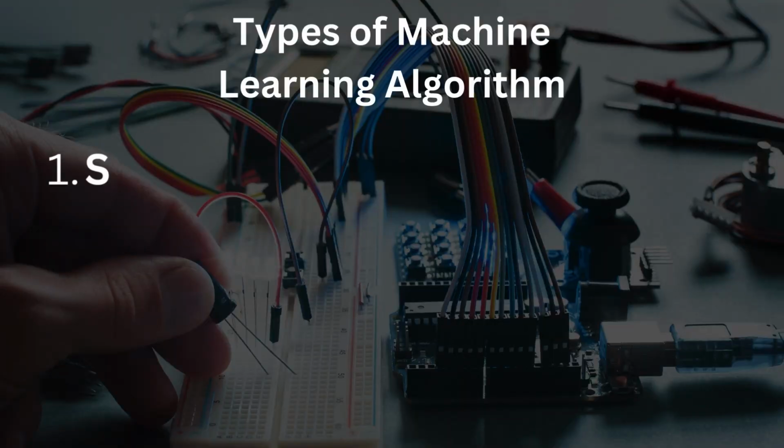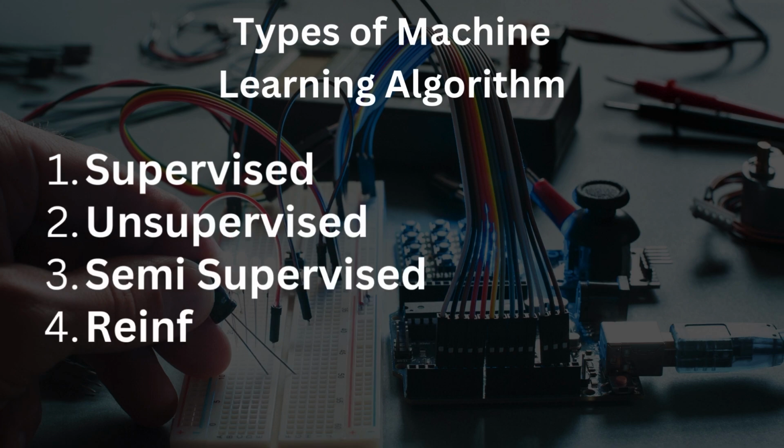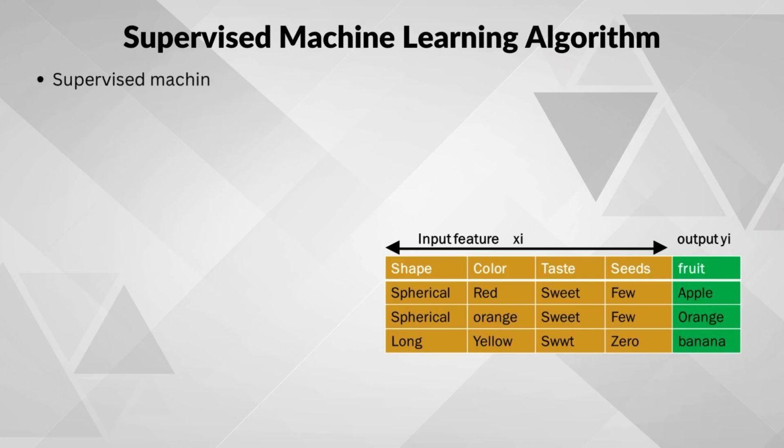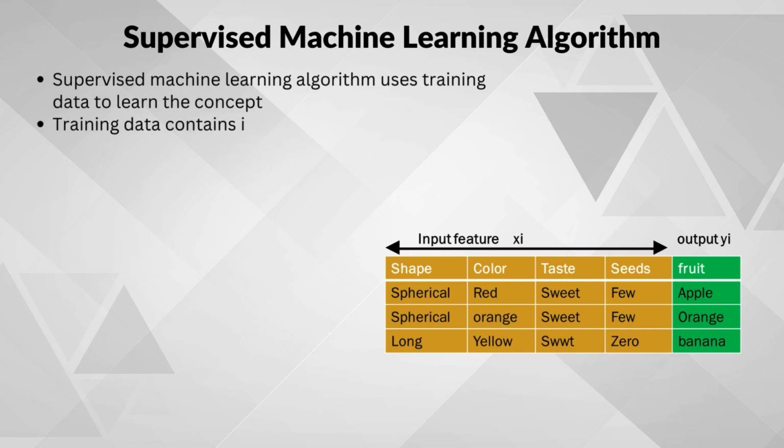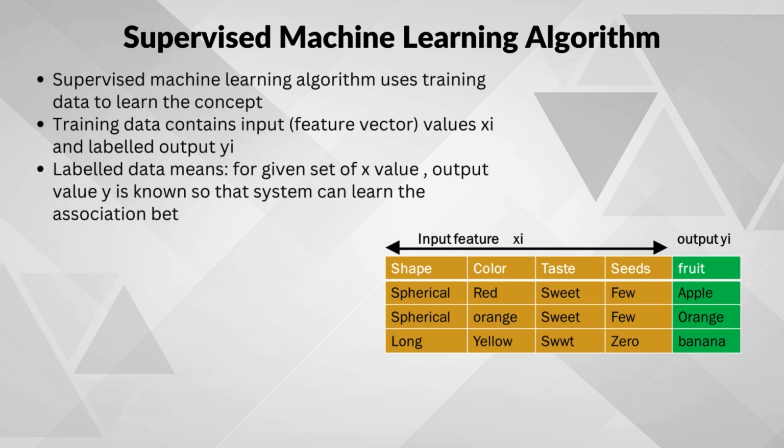Let us now look into the different types of the machine learning algorithm. Here we can classify machine learning algorithm as supervised, unsupervised, semi-supervised and reinforcement algorithm. Supervised machine learning algorithm, as the name suggests, they generally use labeled data for training the model. For example, if we have input and output training data, it contains the input features like x1, x2, x3 along with the labeled output value yi.